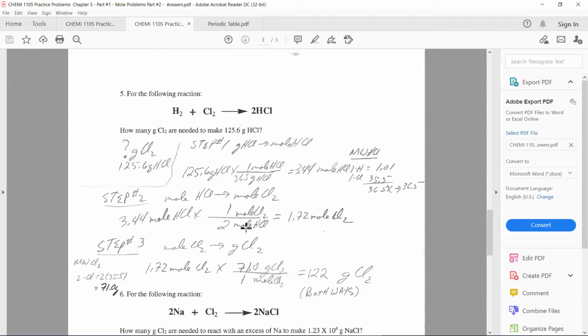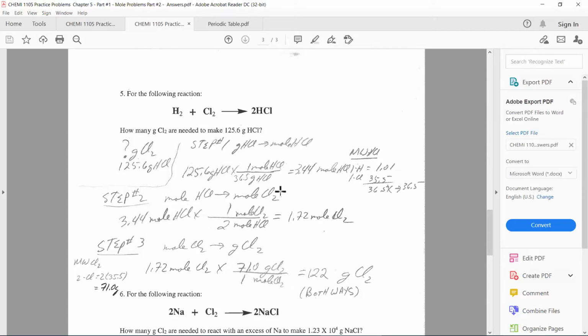Where do I get a relationship between moles of chlorine and moles of HCl, hydrochloric acid? The balanced chemical equation. When there's no number, the coefficient is 1. 1 mole of chlorine reacts to make 2 moles of hydrochloric acid. And therefore, 1 mole of chlorine makes 2 moles of HCl. These are exact numbers. Moles of HCl divided by moles of HCl cancel out. I'm left with moles of chlorine. 3 significant figures, exact number. So I get 1.72 moles of chlorine.